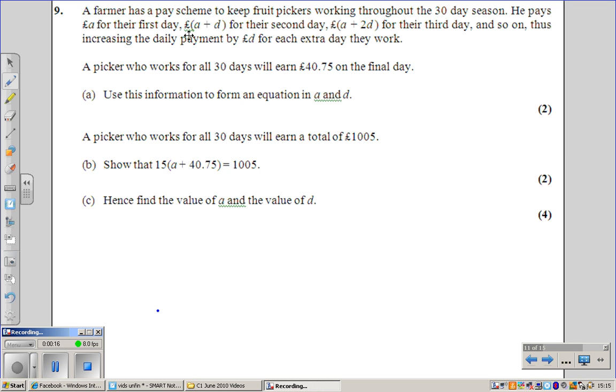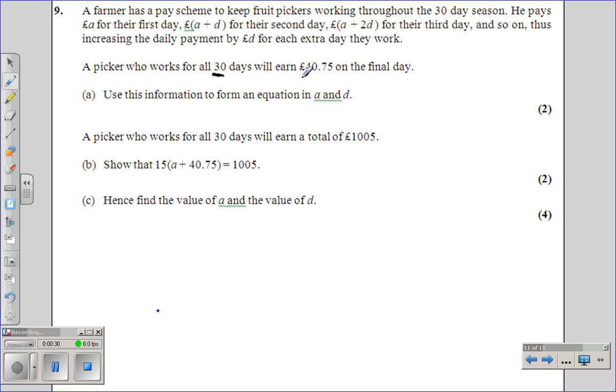So you can see this is an arithmetic series, because your first term is A, then your second term is A plus D, and so on. So it tells us some information. A picker who works for all 30 days will earn £40.75 on the final day. Use this information to form an equation in A and D.